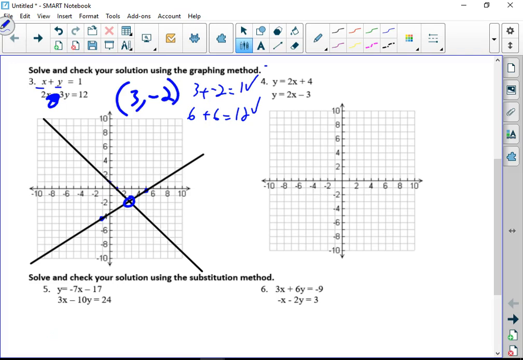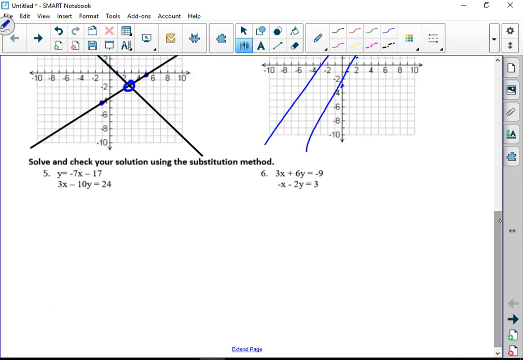Okay, number 4 is nice because right off the bat you can tell that there's going to be no intersection because they have the same slope. But we still go through and graph it because we're supposed to graph it. So 4, up 2, right 1, up 2, right 1, and I'm just going to do a rough one here because we know they're parallel. Negative 3 is down here, up 2, right 1, up 2, right 1, and there you go. There is going to be no solution to this one because they are parallel. They're never going to cross. And the solution is the intersection.